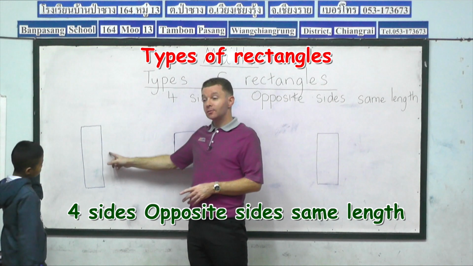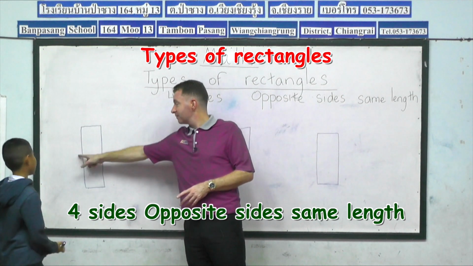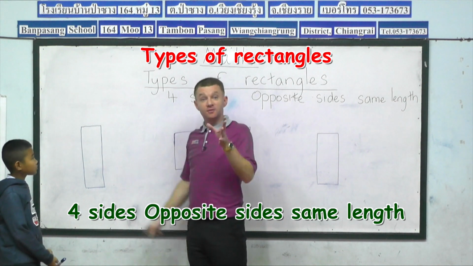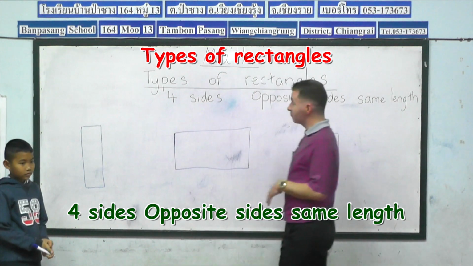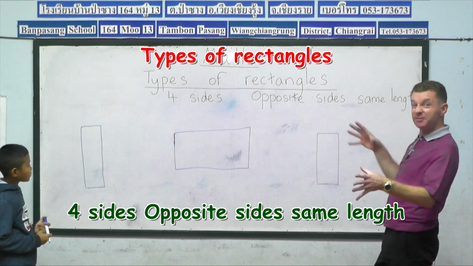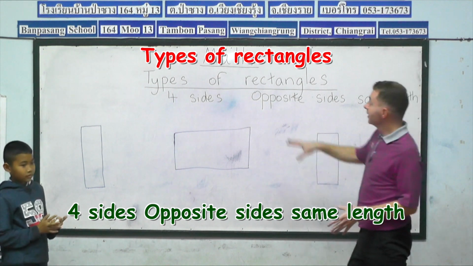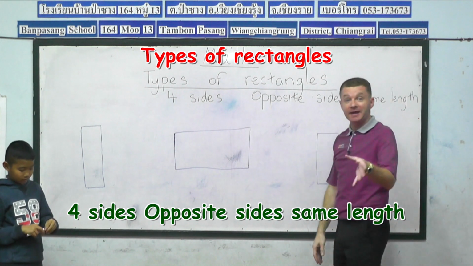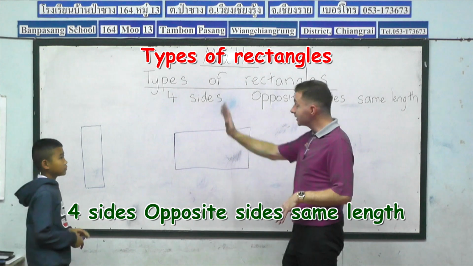1, 2, 3, 4. Are the opposite sides of the same length? So therefore we have another type of rectangle. So you can see how they're all different sizes and even slightly different shapes. But because they share the same common characteristics, they are rectangles. Pangpon, that was very well done.